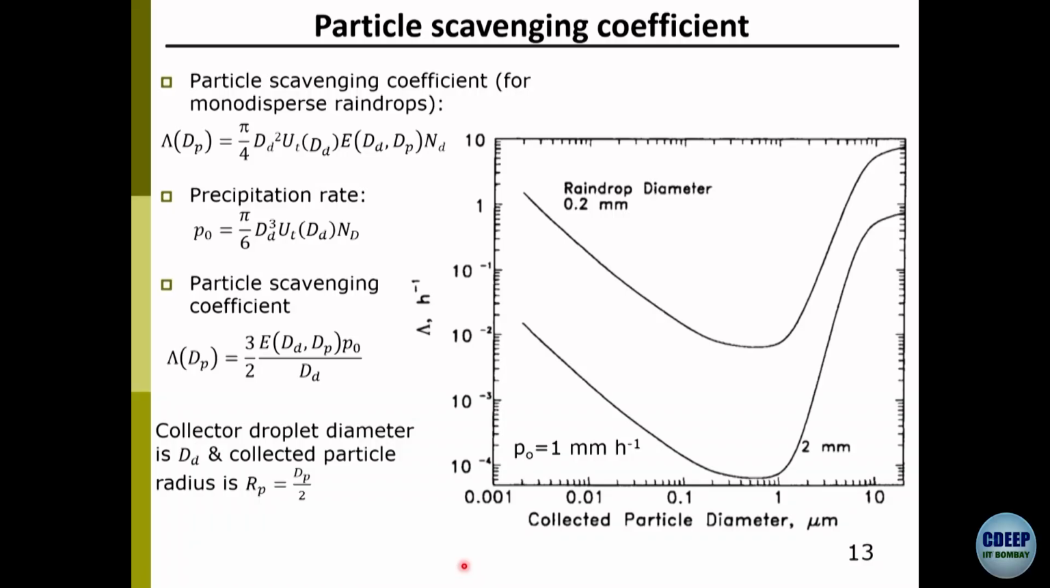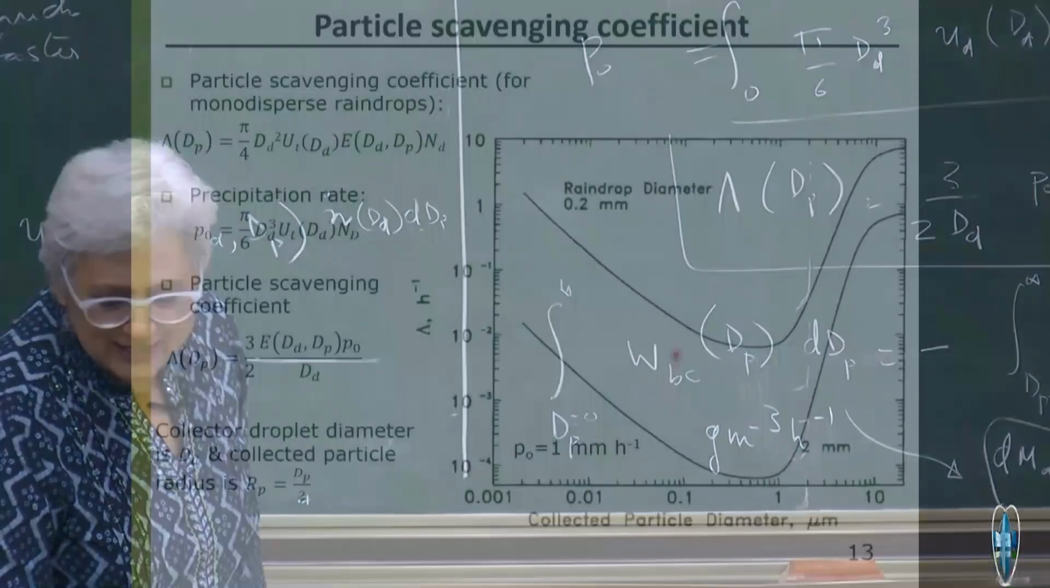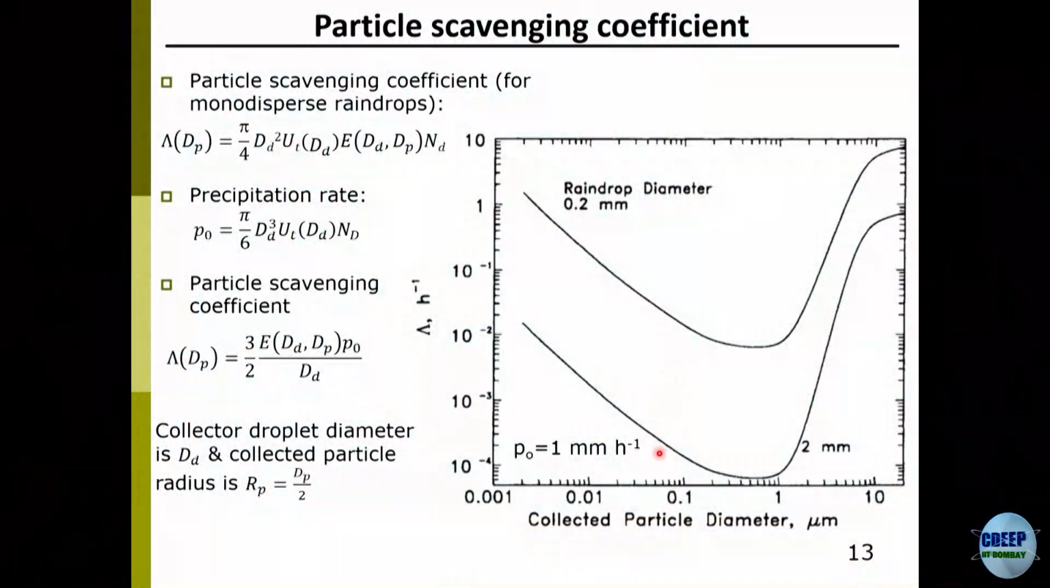Yeah. So this is per droplet. So per droplet, but the scavenging coefficient takes care of the entire cloud. So you have more clouds of small particles. That's exactly it. This is for a fixed rain rate, right? The same rain rate applies to this curve and this curve, right?